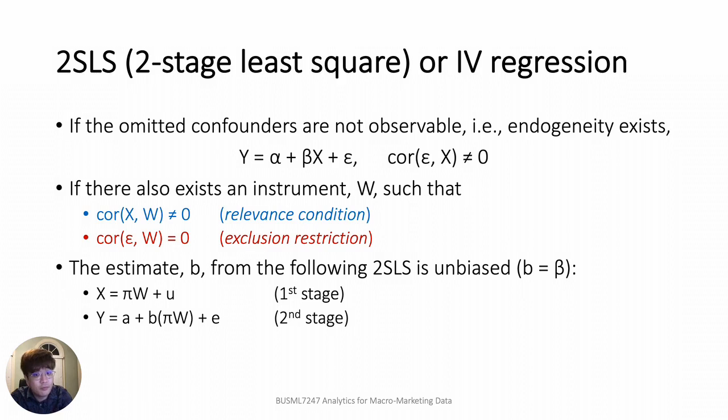Then, replace the X in the original equation with the predicted X. That is, regress Y on the predicted X, which is given by pi W. This is called the second stage regression. In the second stage regression, we can obtain the estimate B for the predicted X, which is the unbiased estimate of the effect of X.